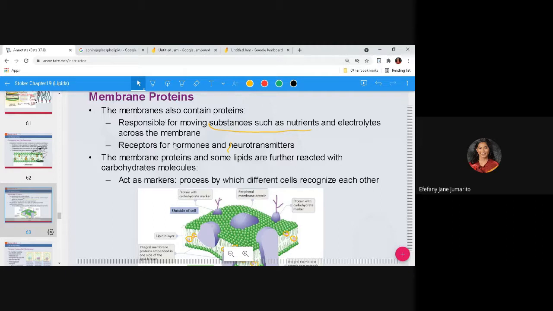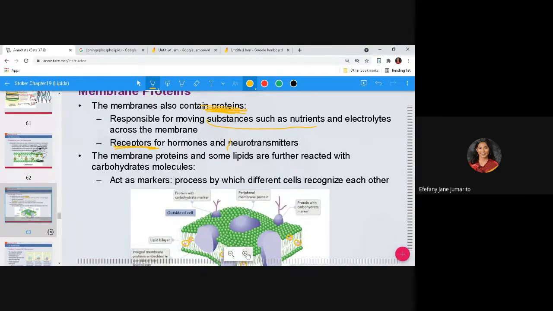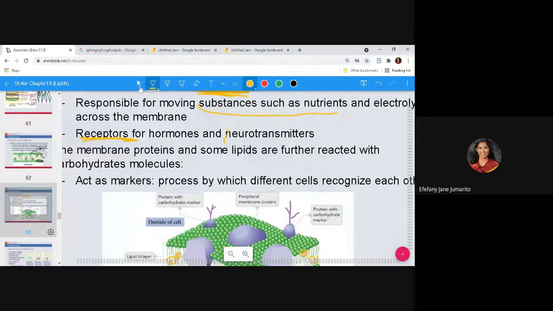Now it says that there are proteins. The proteins are responsible for deciding who is allowed in and who is not. So we have the nutrients or other electrolytes, nutrients like CO2, oxygen, nitrogen, water. Then the proteins also are receptors. When we say receptors, like this one. This is your protein.